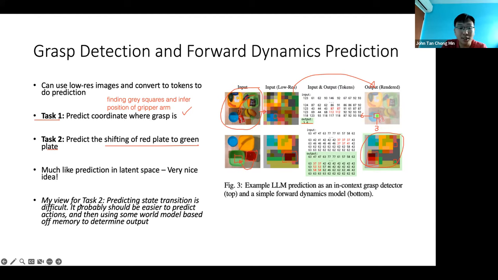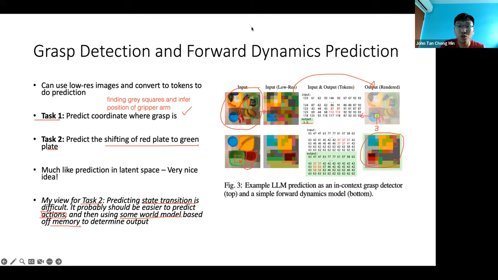Task two, I think, is a bit too hard, because you are trying to predict the state transition. Predicting the state transition is like predicting the ARC challenge final answer, which is very difficult. It's probably easier to predict the actions, which is what I did for the ARC challenge. You predict the rules used, and then you just perform those rules in a simulation. What I propose is to use memory to infer what happened, and that could be used to predict the output.